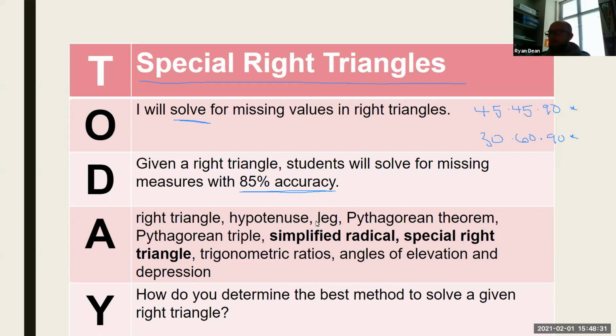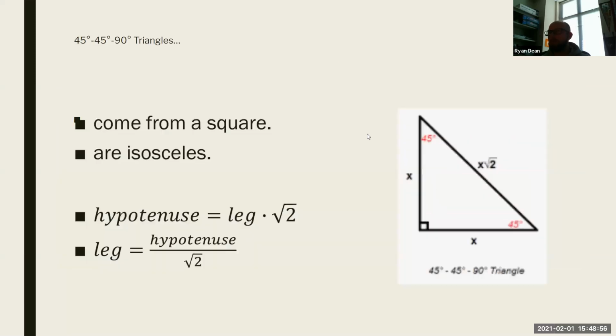Here are some important definitions that we're going to need to know. We're going to specifically focus on the special right triangle, hypotenuse, and leg today. So the question that we need to answer is, how do we determine the best method to solve for a given triangle? So we're going to take a look at our first case, which was the 45, 45, 90s.